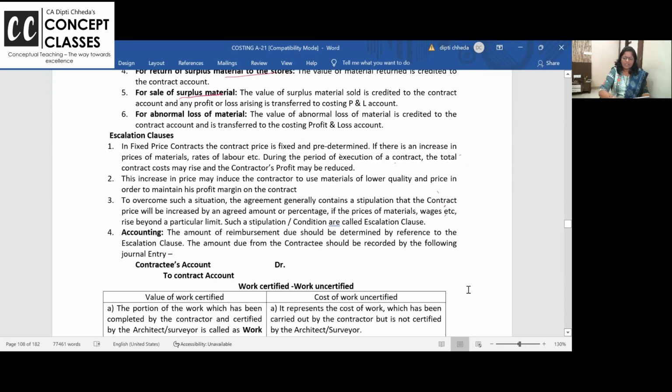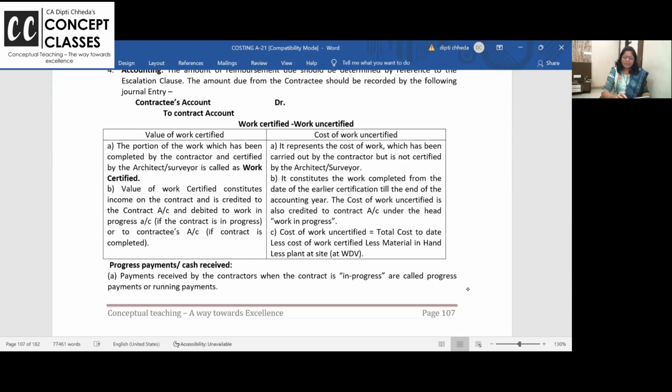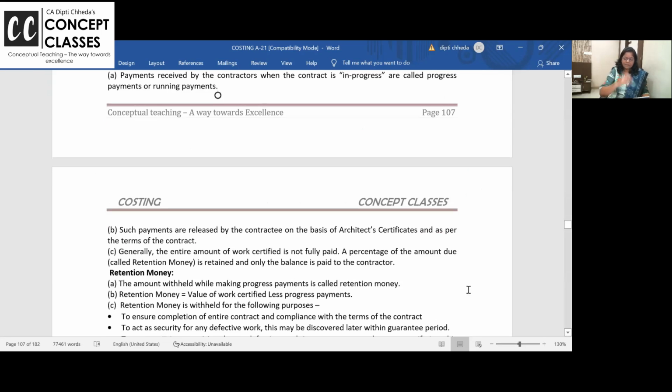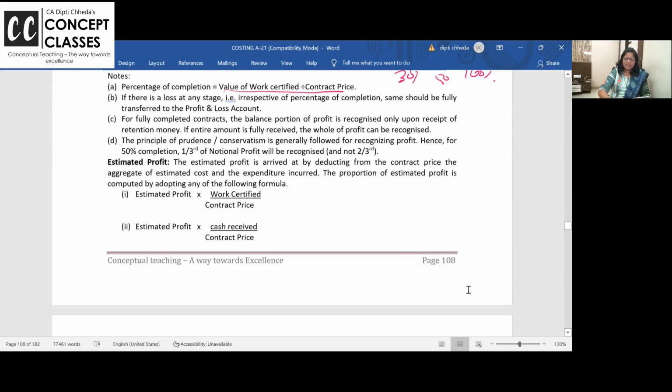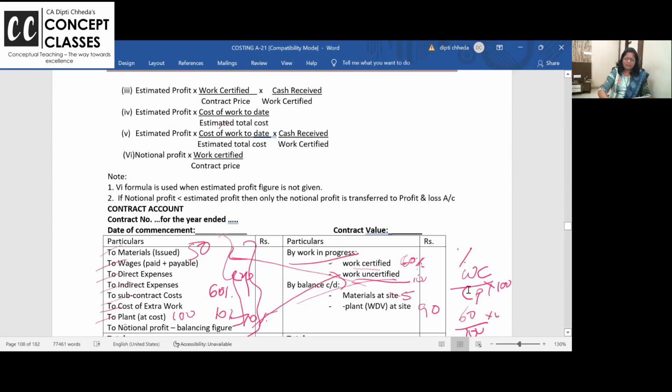Escalation clause, I'll tell you. What is the value of the work certified? The portion of the work which has been completed. Work uncertified represents that portion which is not completed. Cash is received. Retention money is the value of the work certified less progress payments. Work certified is 60 rupees, but progress payment received from you is 50. 10 rupees is the retention money. It is withheld, in case you don't complete the contract, or something is defective or the quality is not right and all that. Okay? And once you get the estimated profit, you proceed based on that percentage also.